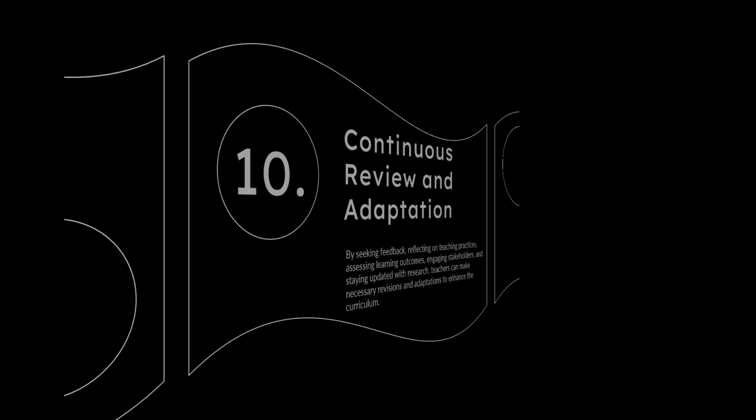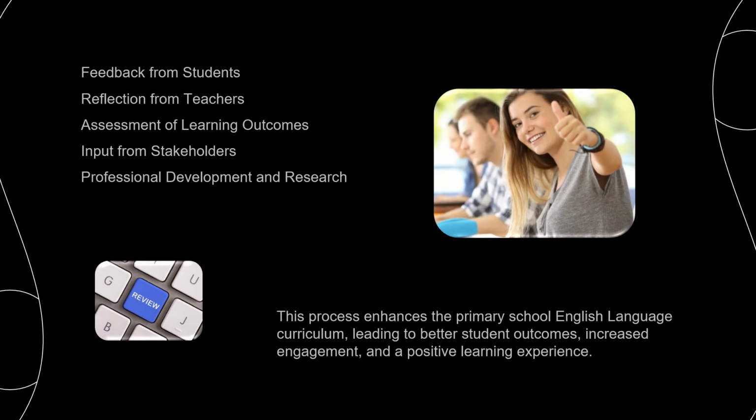Feedback from students. For example, conduct class discussions or use visual tools to gather students' feedback on their favorite activities, areas they find challenging, or topics they would like to explore further. Use their input to make adjustments to the curriculum, such as incorporating more hands-on activities or integrating topics that resonate with their interests.